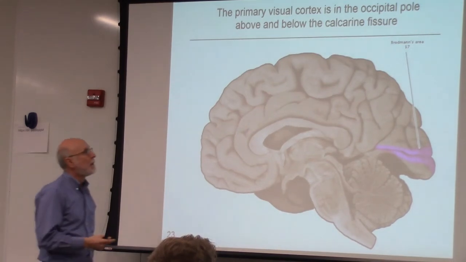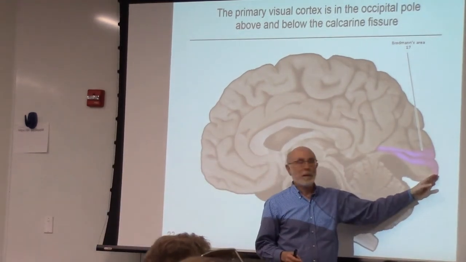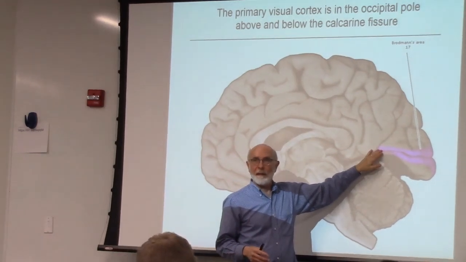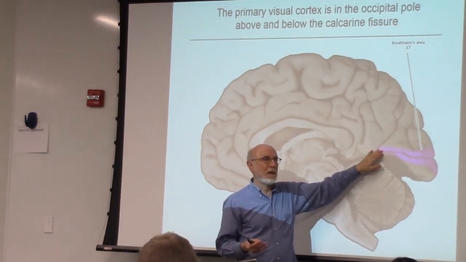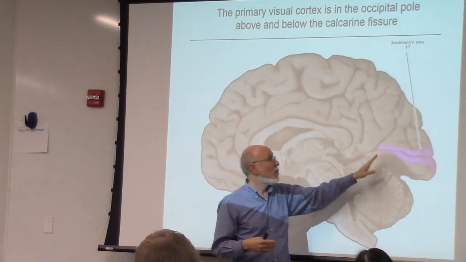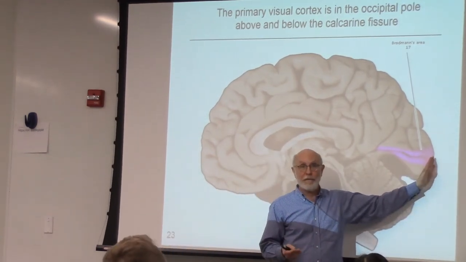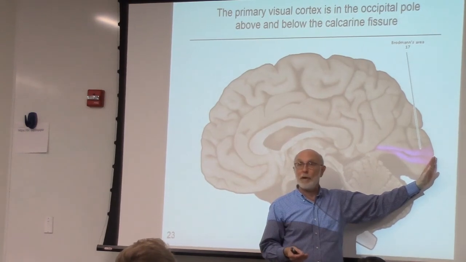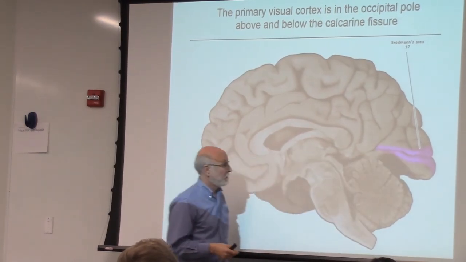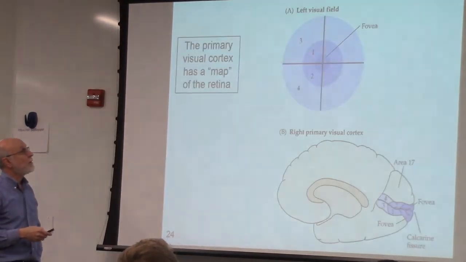Visual cortex, occipital lobe, calcarine sulcus. These are all anatomical names associated with the primary visual cortex. Occipital pole, the very posterior part of the occipital lobe, and along the calcarine sulcus. Calcarine fissure.